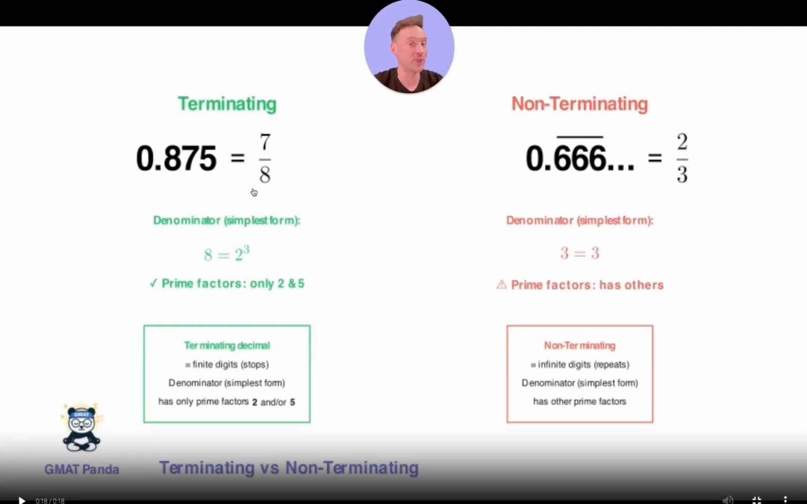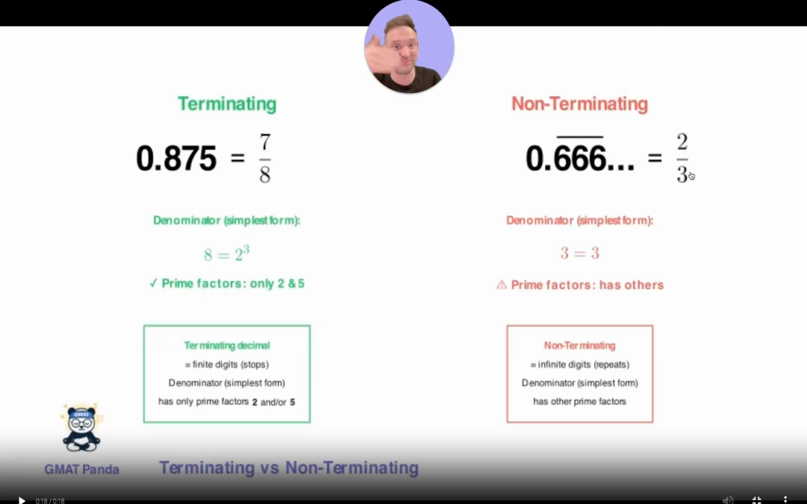Now, that 2 is a prime, and it is among the prime factors that create a terminating decimal. So if your denominator has only 2s or 5s in it, so for example, if we divide something by 10, 10 is 2 times 5, we're still going to have a terminating decimal from that. Whereas if we have anything in the denominator that's not a 2 or 5, and in this case a 3, well, we're going to have a non-terminating decimal.